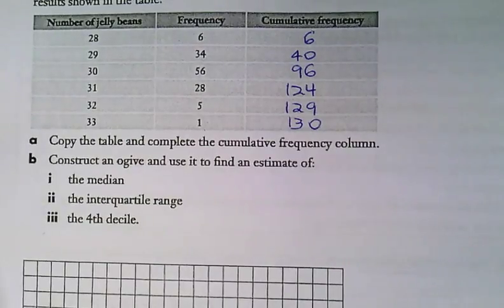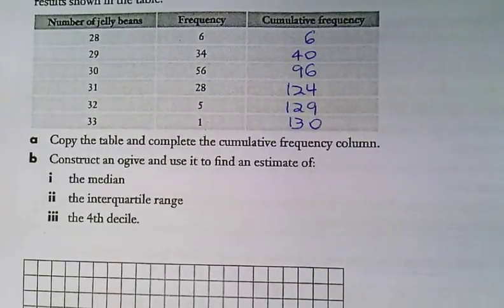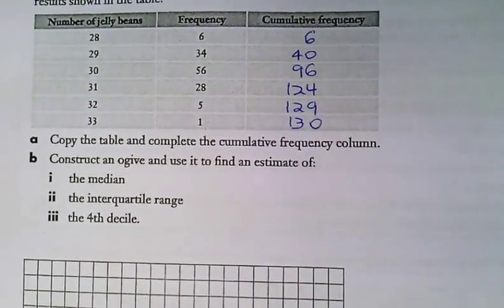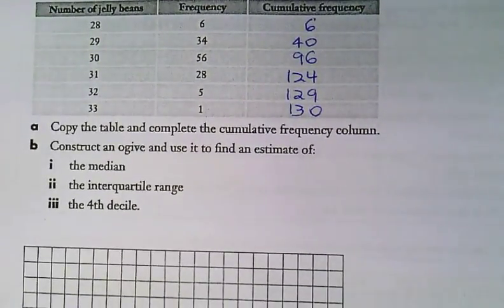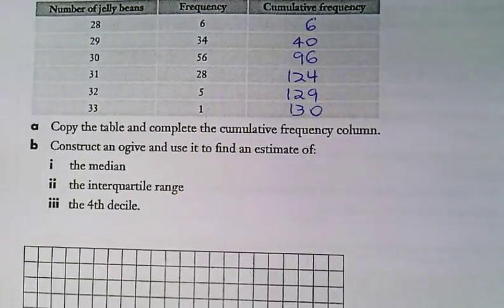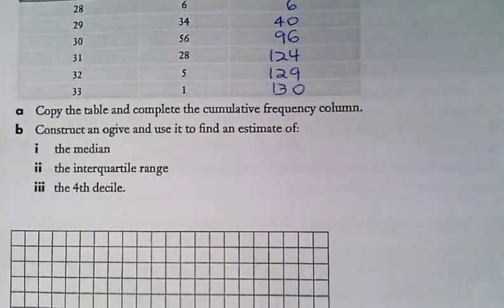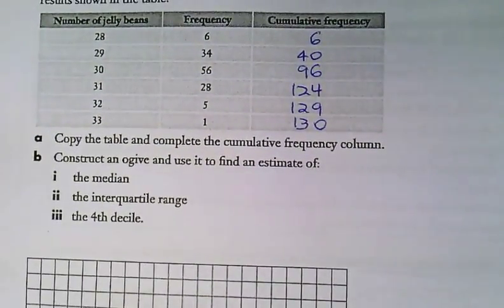All right. Now it says next to construct an ogive, which is the cumulative frequency polygon, the line graph, and use it to find an estimate of the median and the interquartile range. So we're going to first construct the cumulative frequency histogram, and then we'll put the ogive, which is the cumulative frequency polygon, on top. Then we're going to use it to find the median, interquartile range, and the decile.